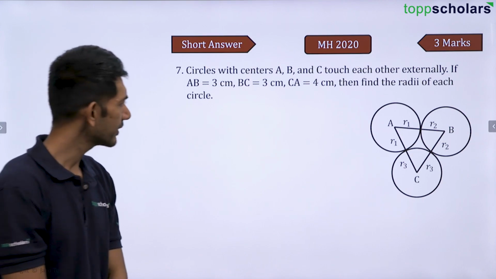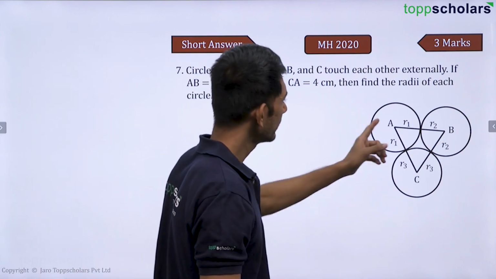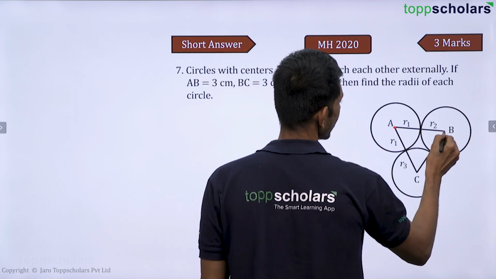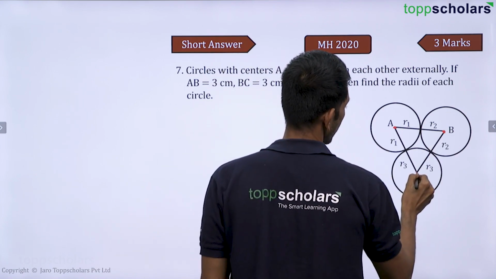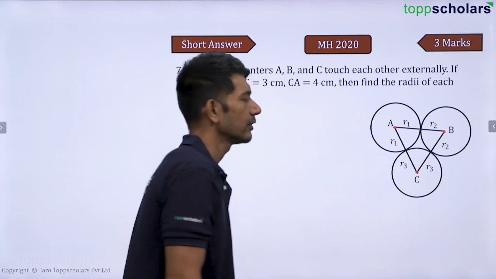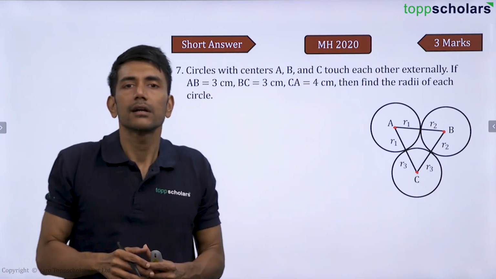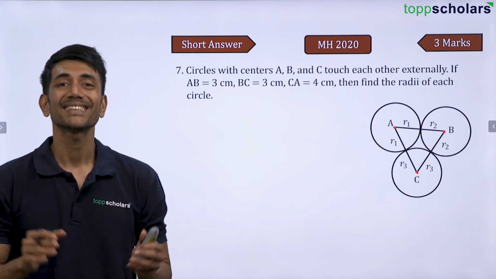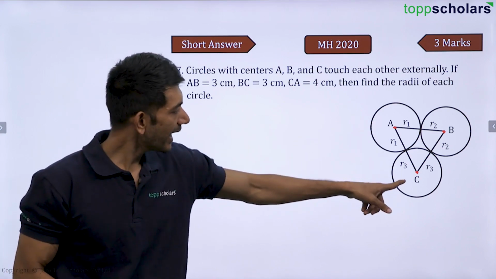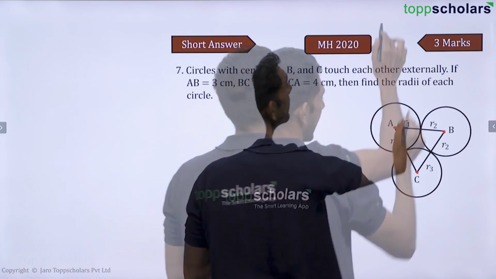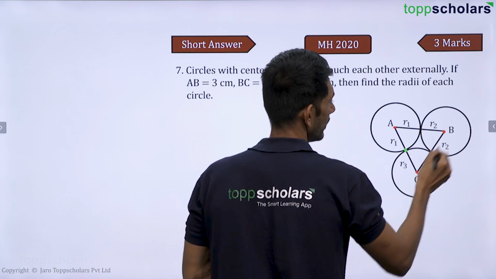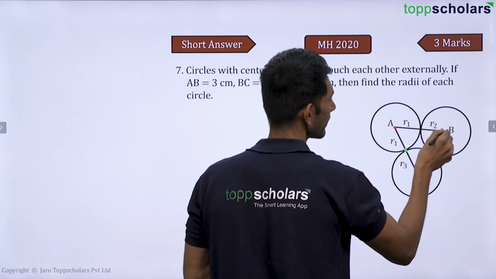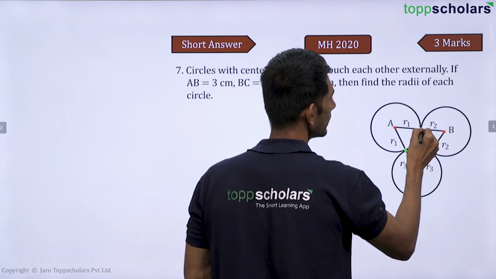Up to this, I guess it is clear. So there are three circles. Circle with center A, circle with center B, and circle with center C, all three of them are touching externally. So A and C is actually touching over here. Circles with center B and C are touching over here, and circles with center A and B are touching over here, right?